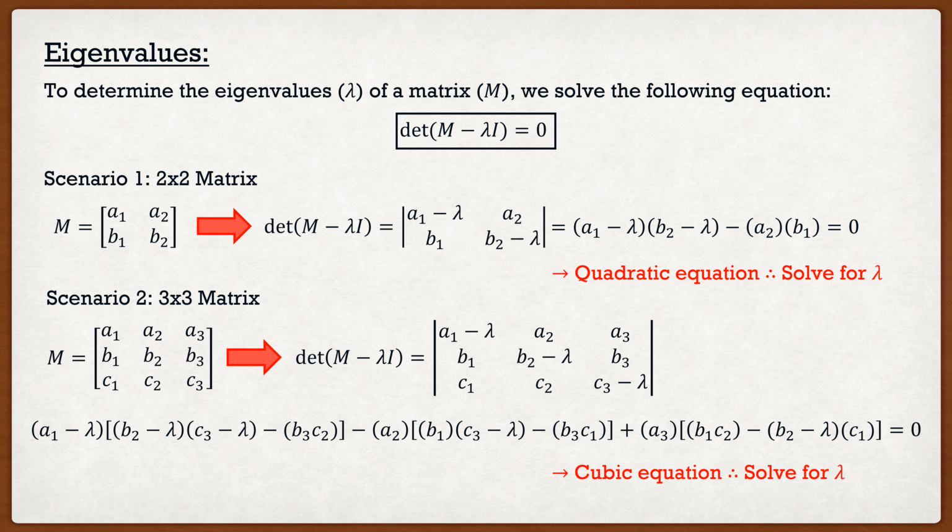One of the key takeaways here is that in scenario 1 we have a quadratic equation, and in scenario 2 we have a cubic equation. Therefore each matrix could have more than one eigenvalue. There are different possible values of lambda depending on which scenario you are in. And this is going to be important once we calculate the eigenvectors.